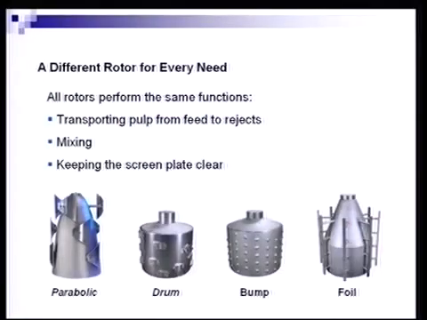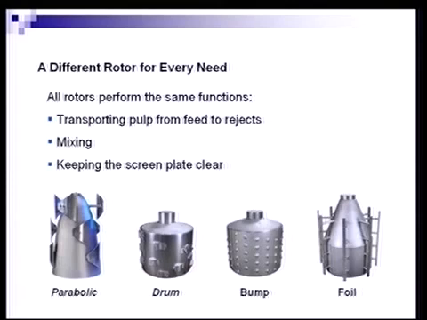So rotors. We talked about screen plates and rotors having to work in combination with screen plates. And there are as many rotor types as you can think of. There are parabolics and drums and bump rotors and foil rotors and vaned rotors and dilution rotors. There are all kinds of rotors out there, and they're each designed for a specific purpose and a specific pulp type. But they all achieve basically 3 parameters.